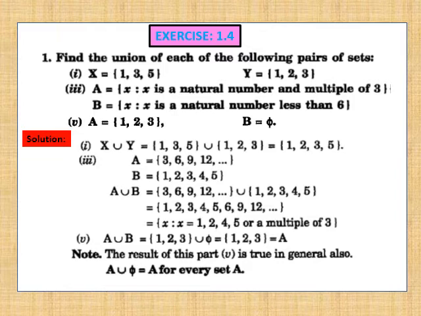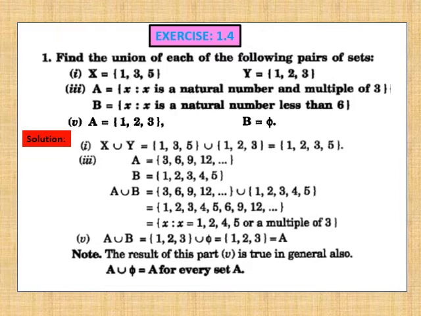Clear? Third, we have a set A equals {x such that x is a natural number and a multiple of 3}, and set B is {x such that x is a natural number less than 6}. Now A, the natural numbers that are multiples of 3, is equal to 3, 6, 9, 12, 15 up to infinity, so dot dot dot. And B is what? The natural numbers less than 6 are 1, 2, 3, 4 and 5.